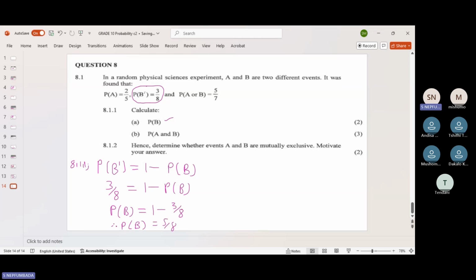Can you see that they are beating you with all your knowledge? They give you a complement. They know that you have to substitute in the complement formula. Did you get it?